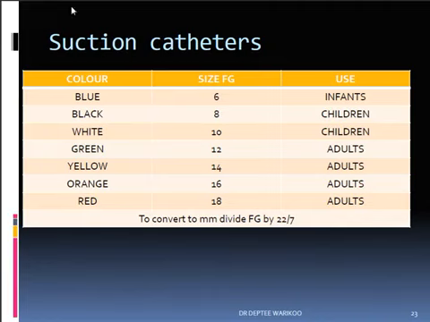Now we can use various types of suctioning catheters. In suctioning, we could have various colors which will tell us the size of the catheter. Like blue will have a size 6, black 8, white will have 10, green 12, yellow 14, orange 16 and red 18. For infants, we always use a blue color catheter. Children, we could use black and white catheter. Green, yellow, orange and red is used for adults.